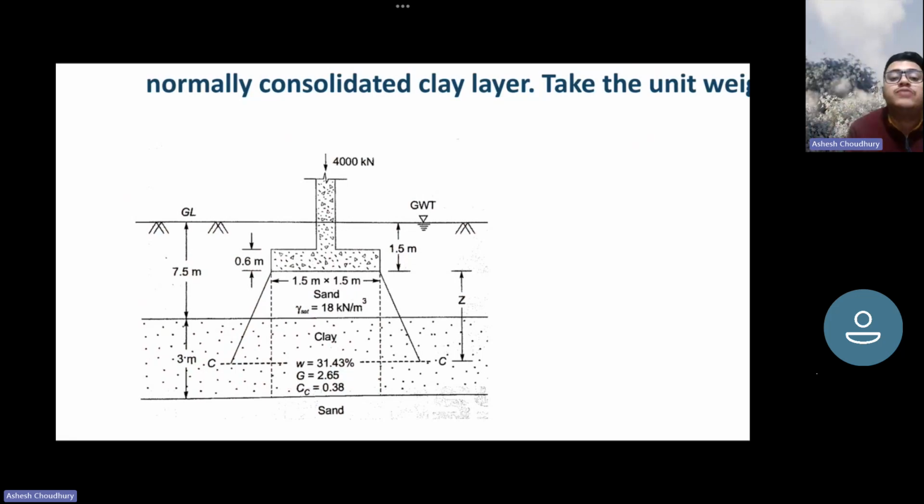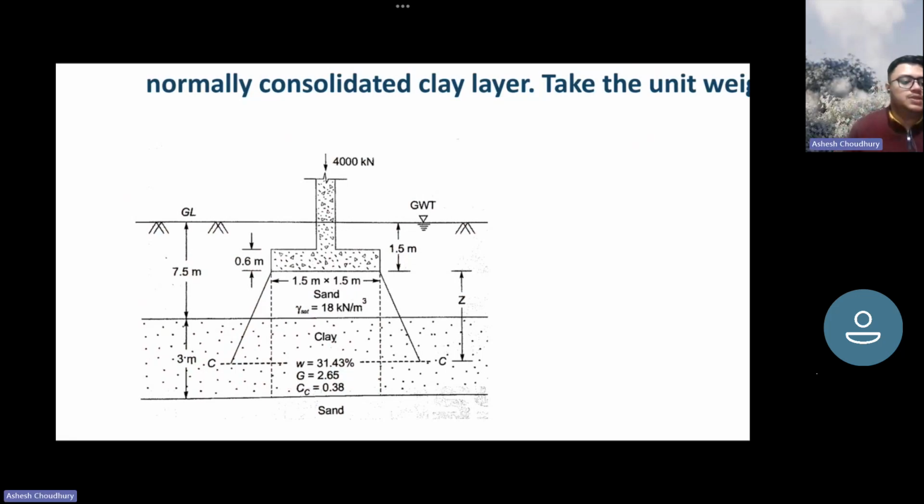Then we need to find the increase in effective stress due to this loading of 4,000 kilonewton. What is the increase in effective stress at the center of the layer due to this loading of 4,000 kilonewton? That we need to know.